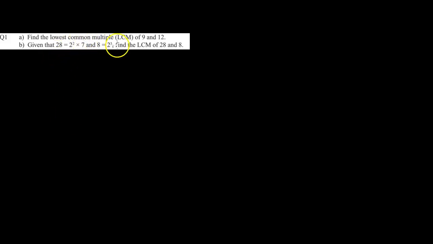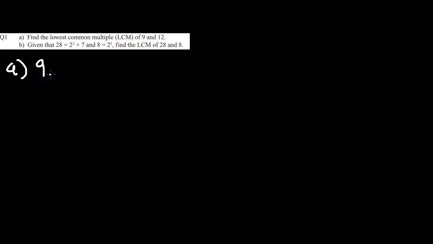Alright, so find the lowest common multiple of 9 and 12. If you guys want to have a go at this, attempt this question before I give the solution, then pause the video now. Okay, so if you've attempted the question, now I'll give the solution. So find the lowest common multiple of 9 and 12.